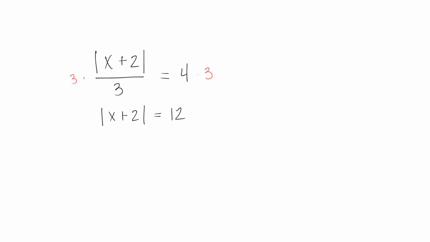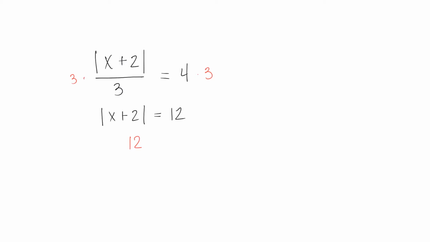Should we try one more example? What if we have this? What if we have the absolute value of x plus 2 divided by 3 equals 4. In this case, we're still going to go right back through. We're going to isolate our absolute value. This has division, so in order to remove that division, we need to multiply both sides by 3. This is going to leave us the absolute value of x plus 2 equals 12.